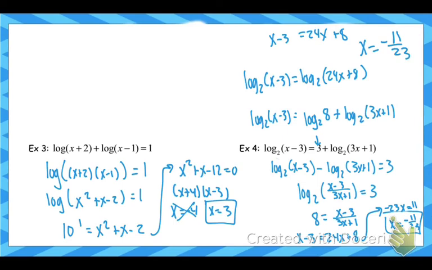All right, now I was so hurried to try and get you guys to see the extra method of doing this, I forgot to do the very last step, which is check to see if your answer is extraneous. If I plug in negative 11 over 23, negative 11 over 23 minus 3 is a negative number. I can't take the log of a negative number. So this is an extraneous solution. So the only solution that we found is extraneous, which means this actually has no solution. So no matter which way you choose to work it out, you're going to end up with no solution.